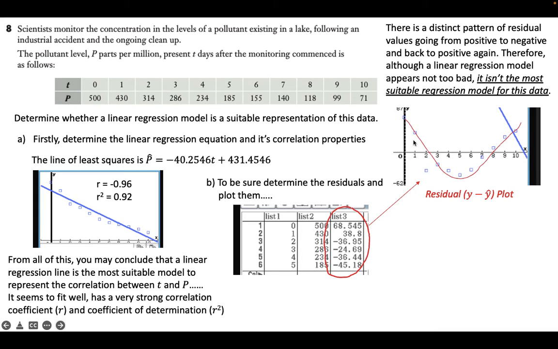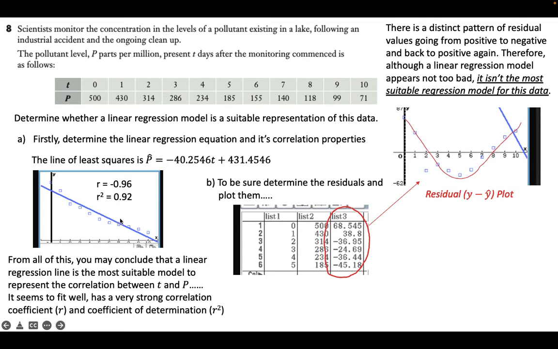Now have a look at what happens here now. There is a distinct pattern of our residuals. Okay, it is not a random scattering. So that's actually telling us that in actual fact, a linear model is not the most suitable regression model for this data. So it can be very subtle. So sometimes it's not obvious to see from looking at the data.